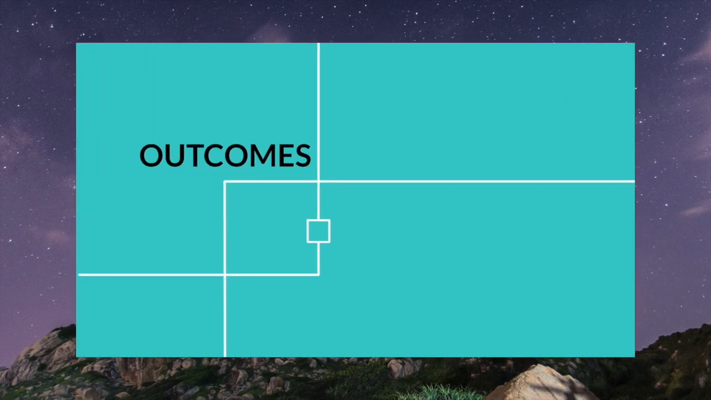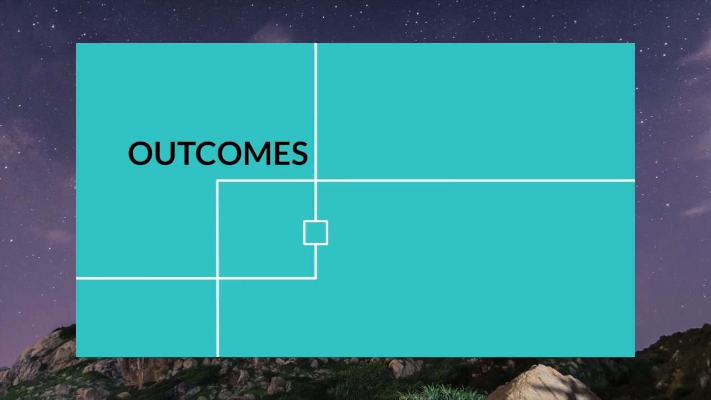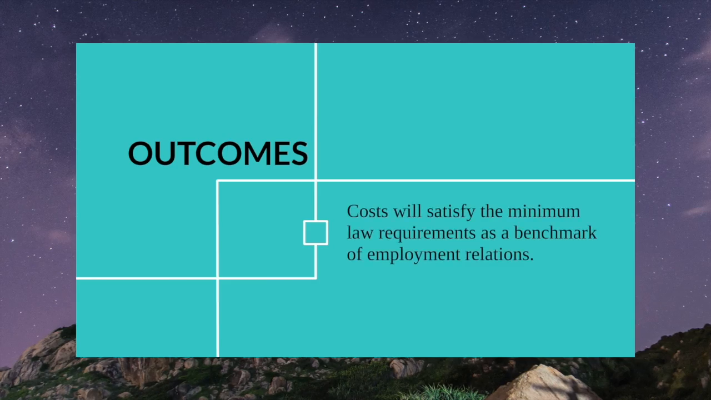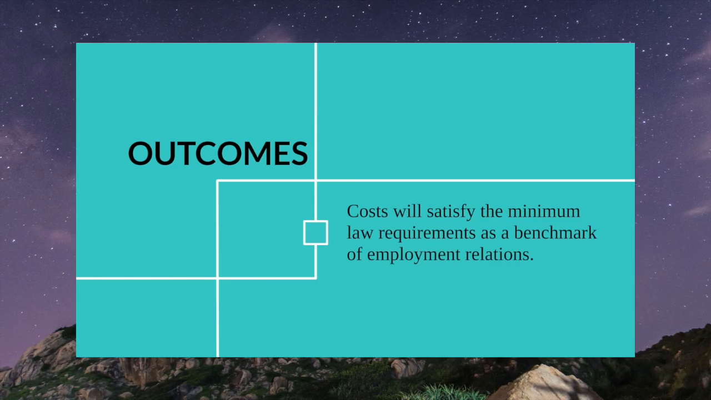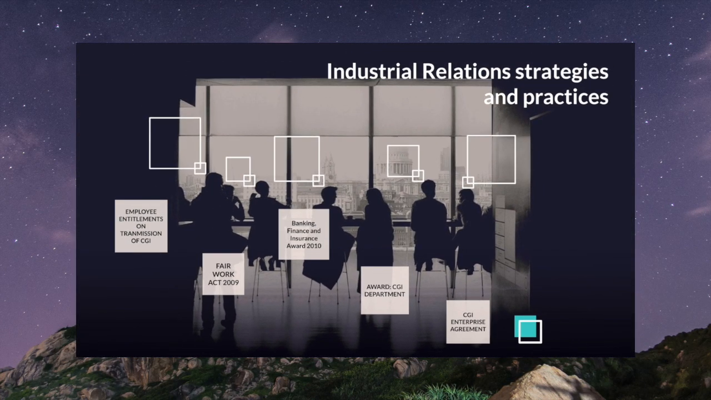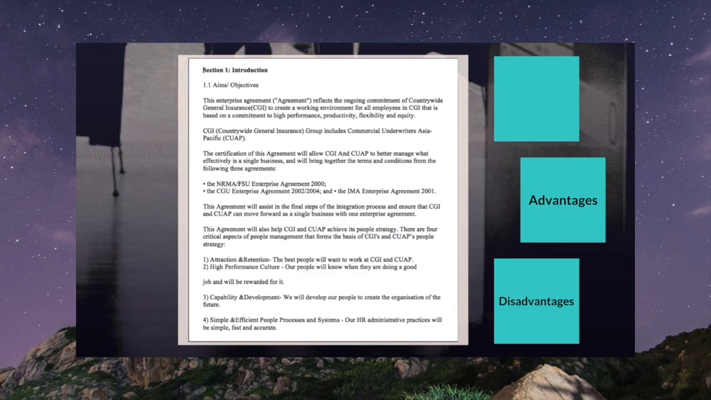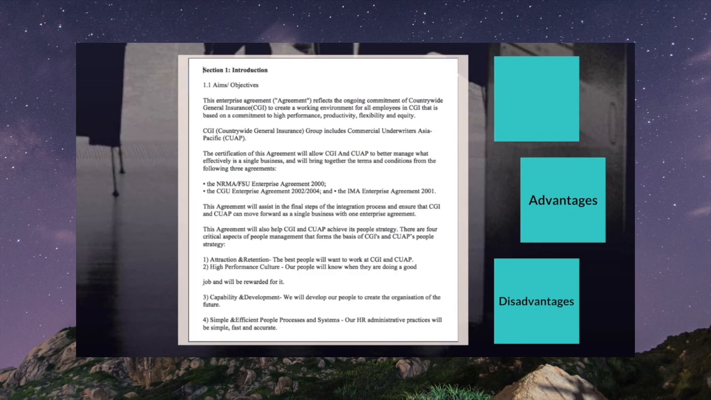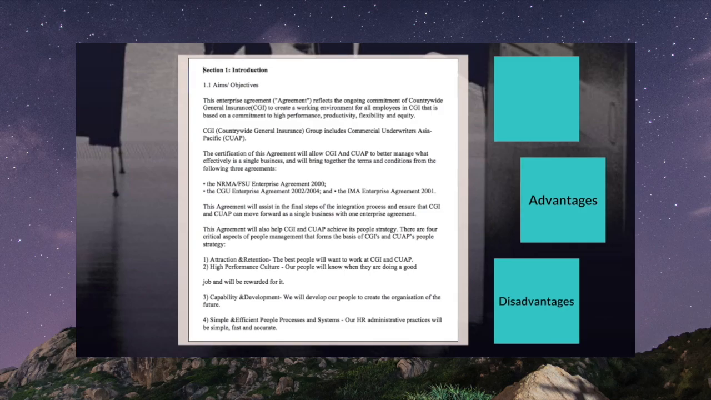In which classification of employees will help determine legislative entitlements. Costs will satisfy the minimum law requirements as a benchmark of employment relations. As CGI and CUAP has wide variety of position in the company, it is very hard for the HR department to keep track of the different awards.